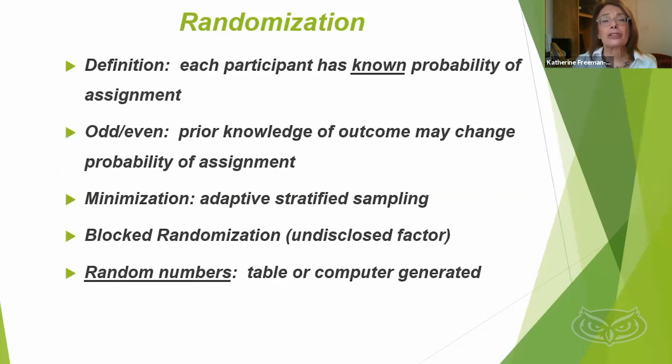Okay, randomization. Some people think that randomization is an equal probability of assignment, but no. It's a known probability of assignment. As I said before, there are trials that involve ratios of 4 to 3 to 1. Well, that's not a 1-to-1 randomization. It's not a 50% or a 0.5 probability of assignment.